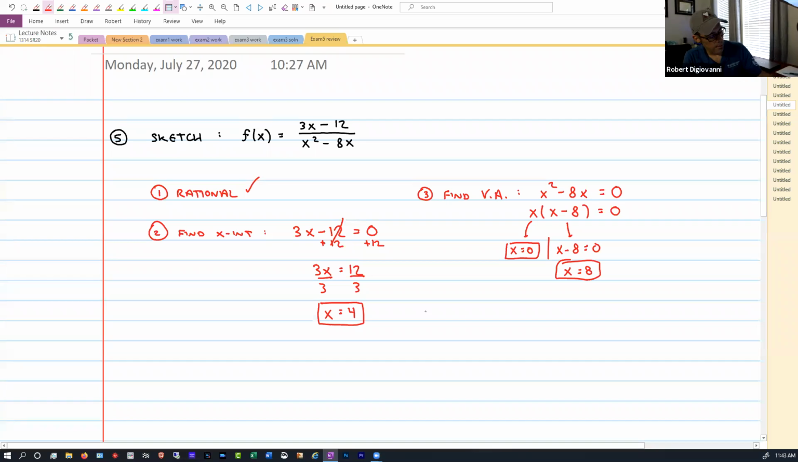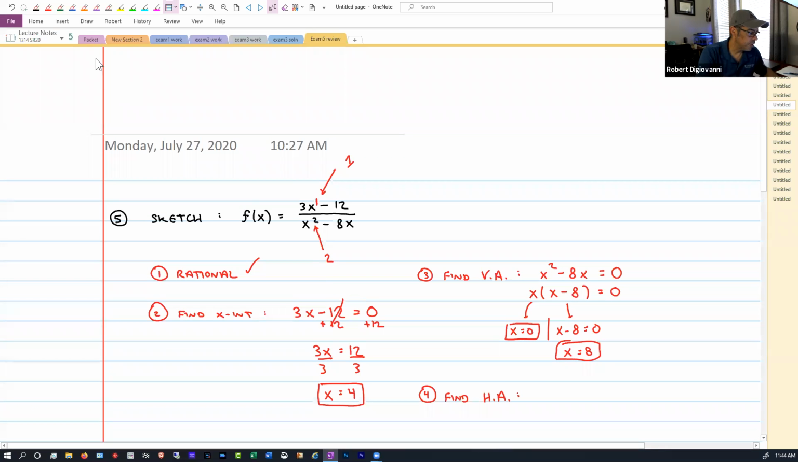Okay. 4th step is to find the horizontal asymptote. So with the horizontal asymptote, here's where you have to look at the different possibilities. And so what you do is you look at the degree of the numerator. The numerator has a degree of 1. And the denominator has a degree of 2. So if we go back and look at these, you know what? I may just give you all this part.